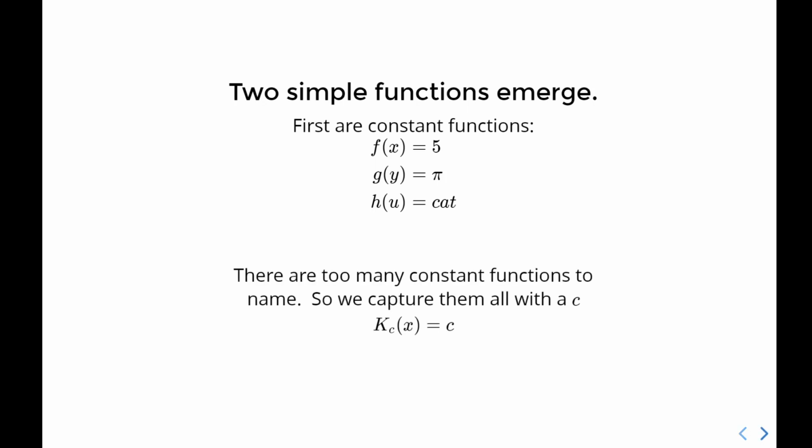And from these, we realize we could capture even these concepts with a new function, a function now depending on two variables. The first would be a c, and the second would be the variable we want to substitute when we think of the constant function. So, capital K sub c of x always outputs the specific constant c, whether c be 5, pi, or cat, and thus we've named all constant functions in one uniform way. It's a simple concept, but becomes powerful in implementation.